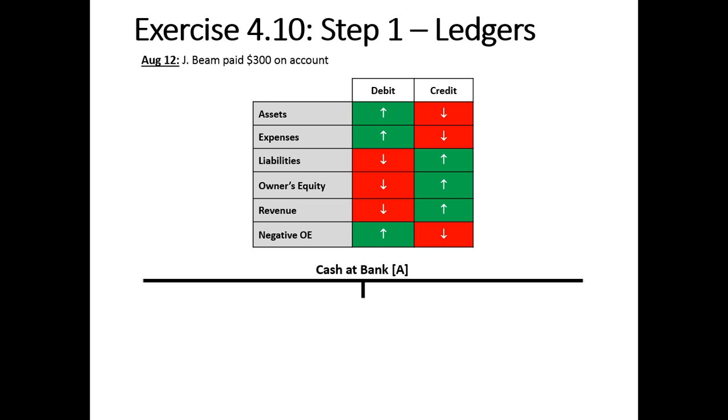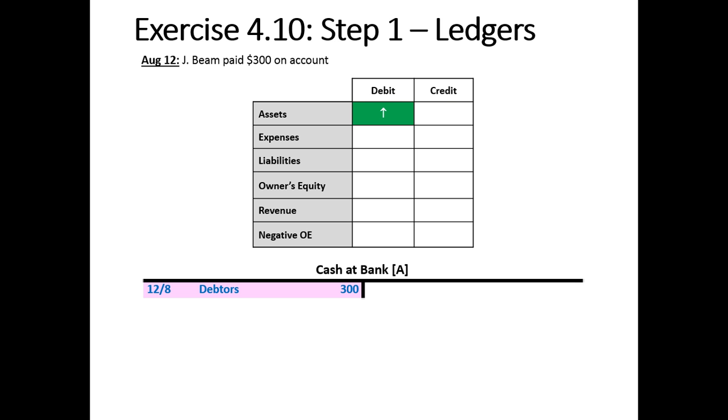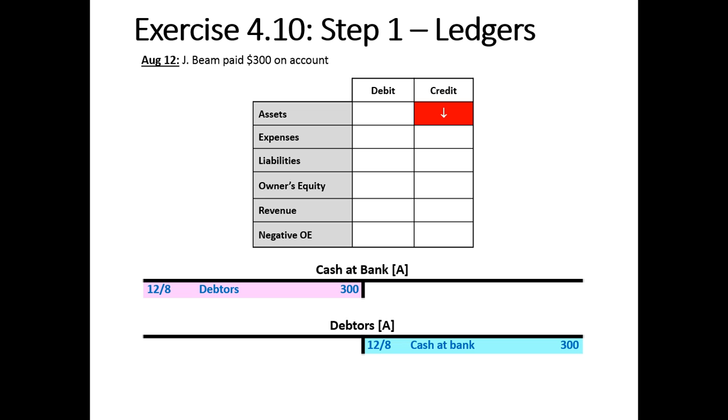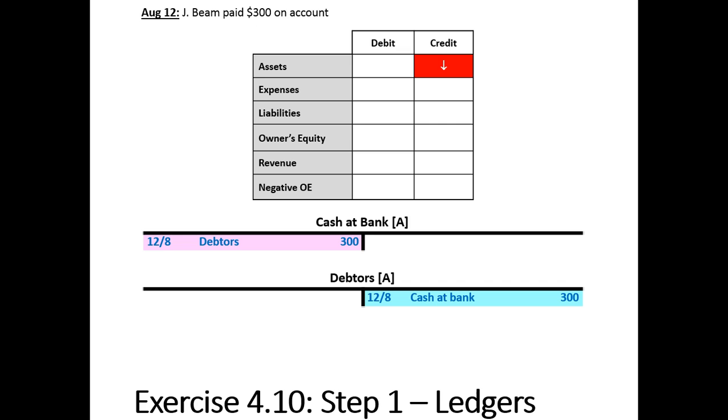J Beam paid $300 on account. We learned earlier that this was someone that we made a credit sale to. So we're going to increase our cash at bank asset, but decrease another asset called debtors, remembering that there's no GST on the receipt of money from a debtor. The GST was already recorded when we made the sale in the past.